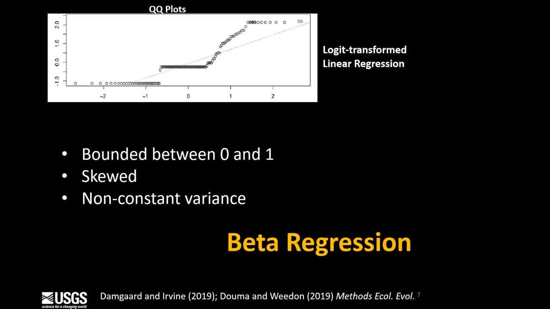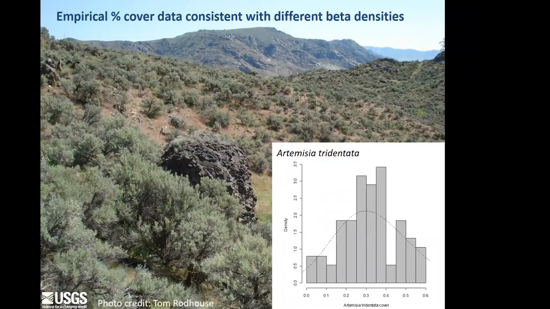So what do you do? You use beta regression. There was a recent paper by Douma and Weedon that came out about the same time as our paper, and these are two really good resources, I think, for trying out these methods on your own data sets. The suggestion, again, is to use the beta distribution. And reassuringly, a lot of plant data sets are consistent empirically with this beta distribution.